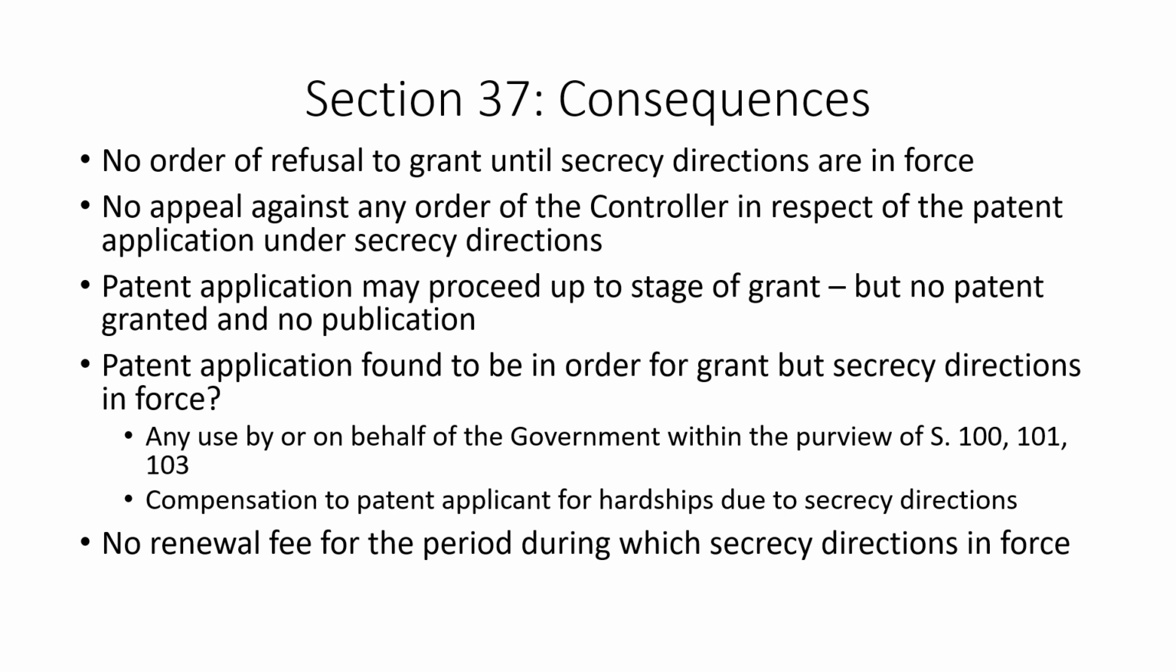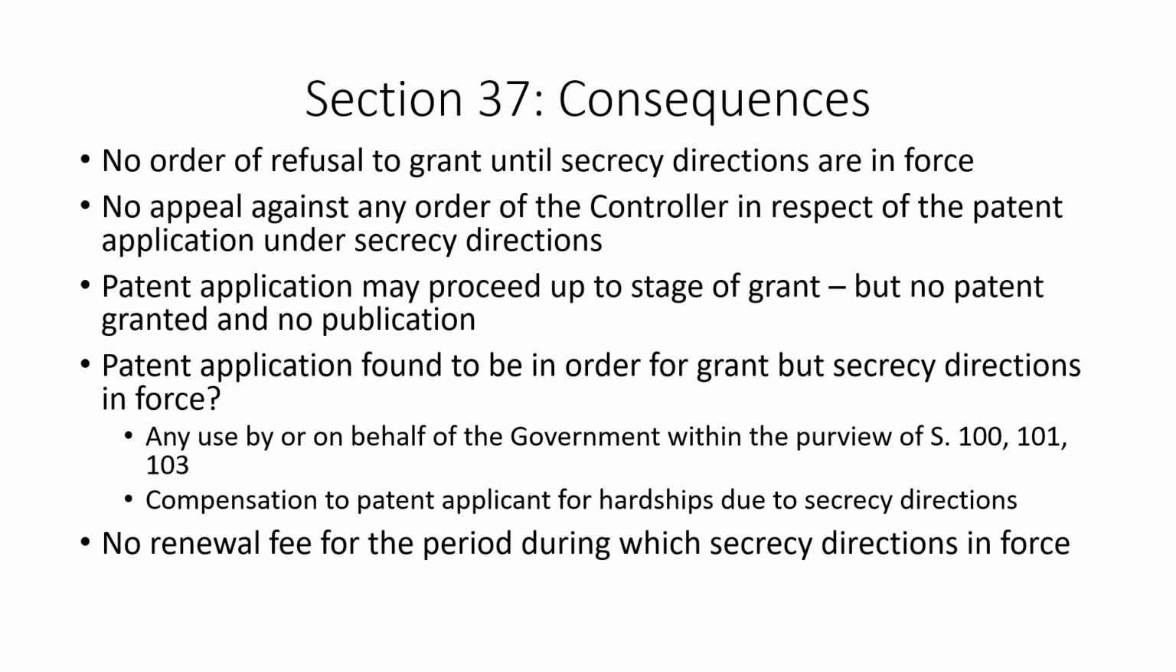are revoked. Further, in case your patent application has been found to be in order for grant but the secrecy directions are still in force, then in case the central government is using your invention or someone on behalf of the government is using your invention, then all such acts or use would fall within the purview of section 100, 101 and 103. Additionally, in case the central government feels that due to the secrecy directions the patent applicant is facing some hardships, then the central government may decide a compensation that needs to be paid to the patent applicant when the central government is using that particular innovation for its own purposes.